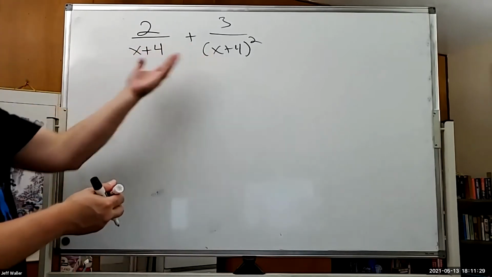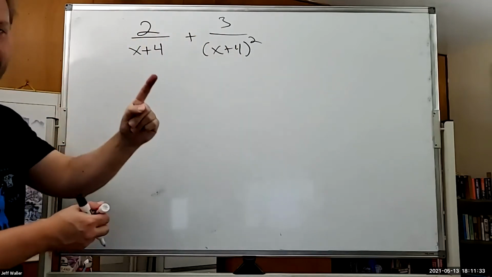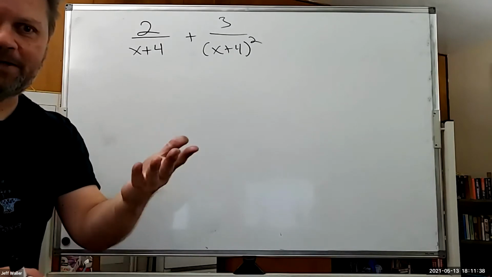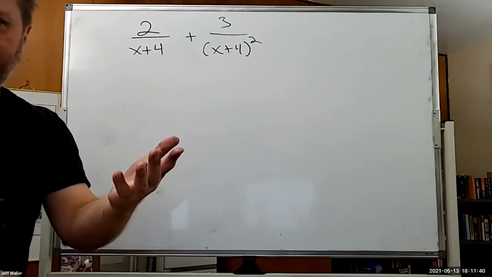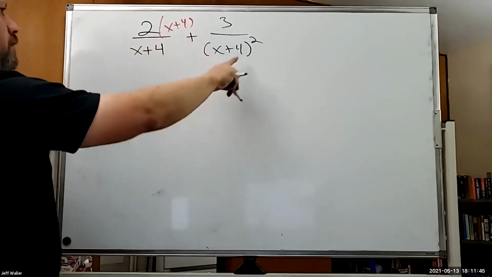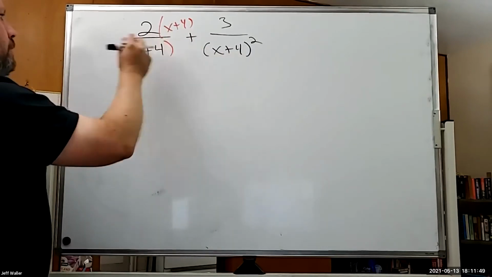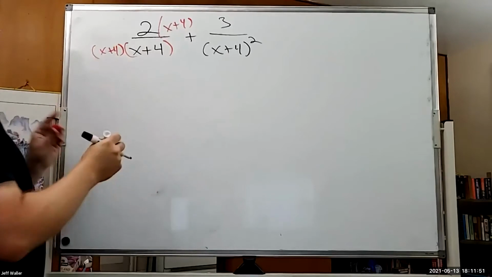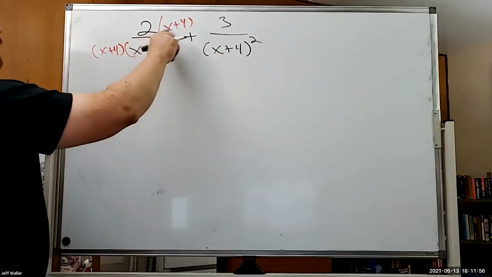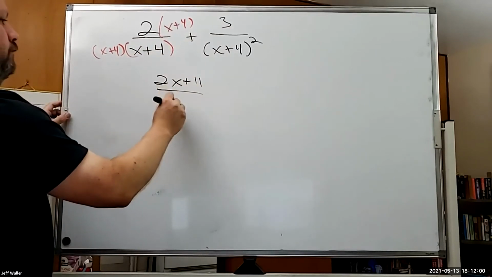All right, this one has to be quick, right? What's the only thing that's missing something? Hopefully nobody gave both of them something, because only one of them is missing something. Which one? The first one. First one's missing an x plus 4, right? So now they both have x plus 4 squared. So this is 2x plus 8 plus 3, which is 2x plus 11 over x plus 4 squared.